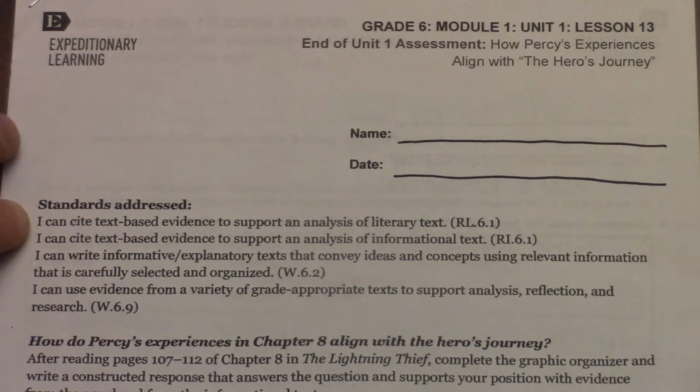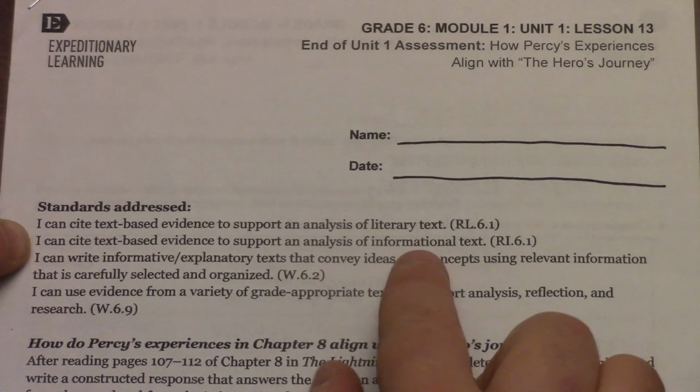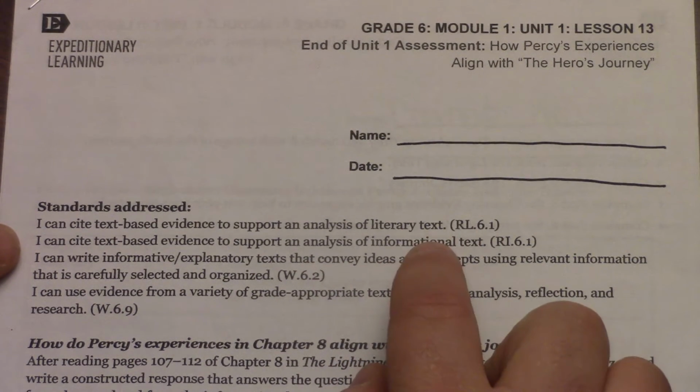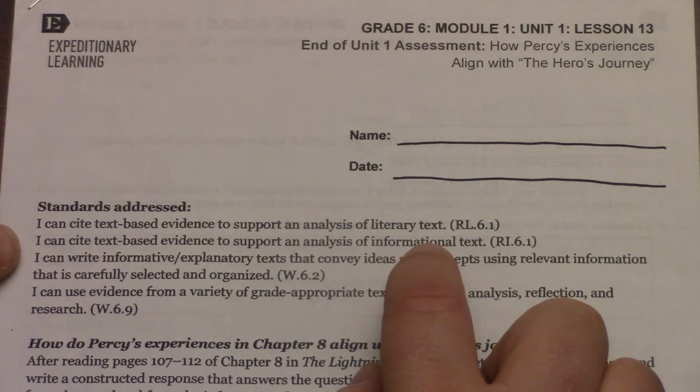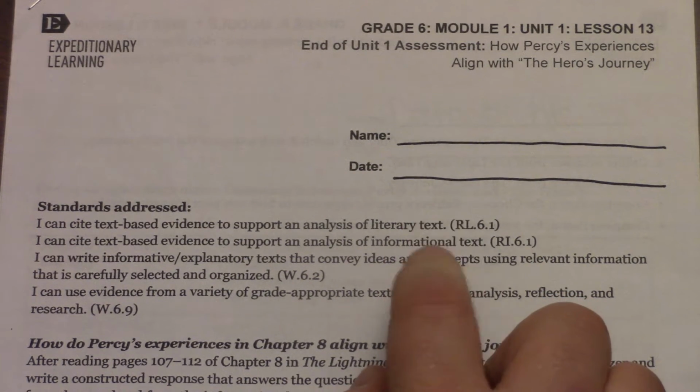I can cite text-based evidence to support an analysis of literary text. I can cite text-based evidence to support an analysis of informational text. That's the hero's journey. That's the lightning thief. Literary is lightning thief. Informational is the hero's journey.